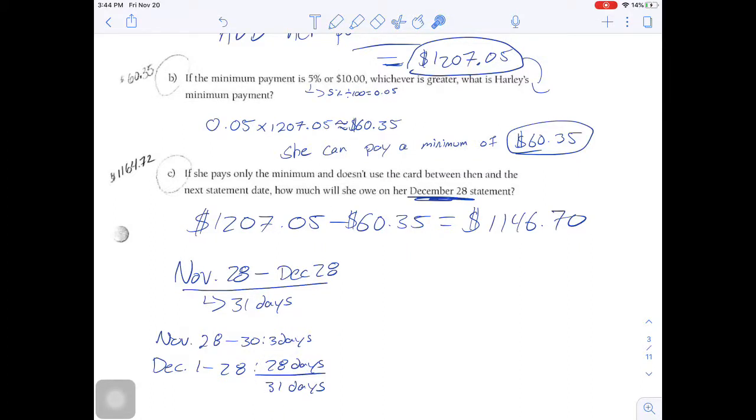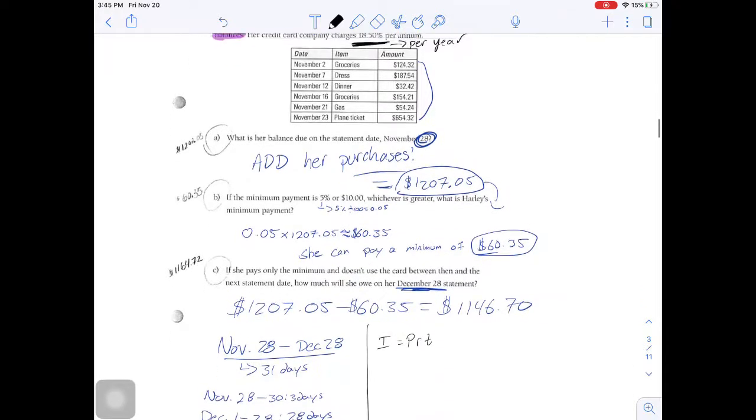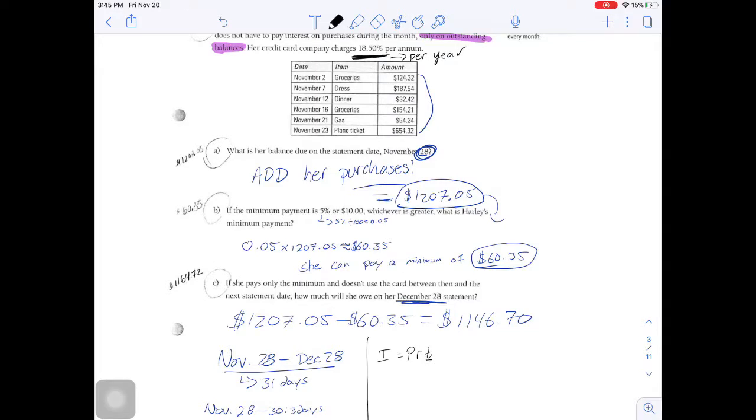Okay, so if she pays only the minimum and doesn't use the card between then and the next statement date, how much will she owe December 28th? Okay, well, what we have to do is use our percent interest. So I equals P times R times T. So that was our last example, right? And remember, there's how much she owes every day, per annum. So remember, this is per year. We add the interest depending on the amount of time she has left over.